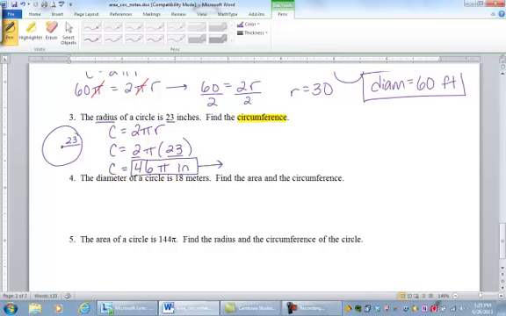And then remember, if you want a rounded answer, if the directions tell you to round, you're going to just multiply 46 by 3.14 in your calculator and get 144.4 inches. And again, that's circumference, so it's not inches squared because it's just talking about the distance around, so that's just in inches.